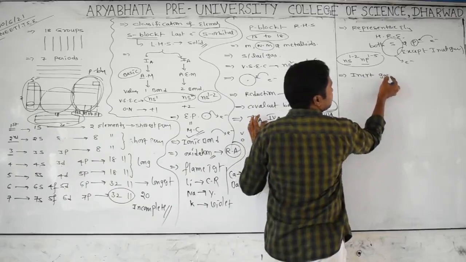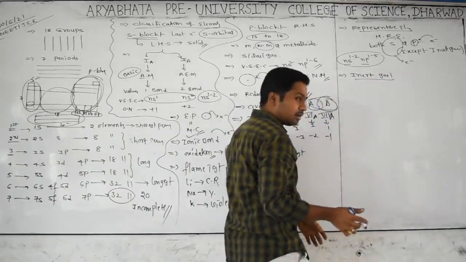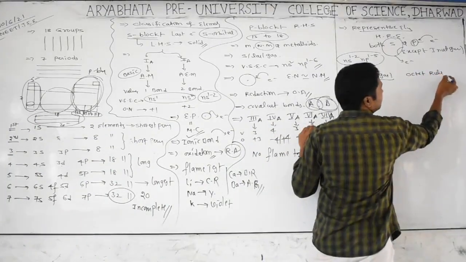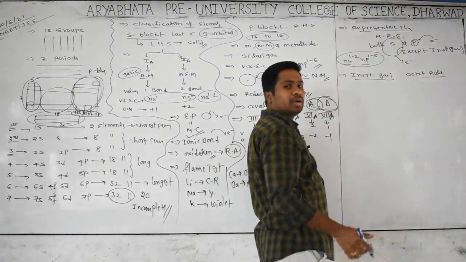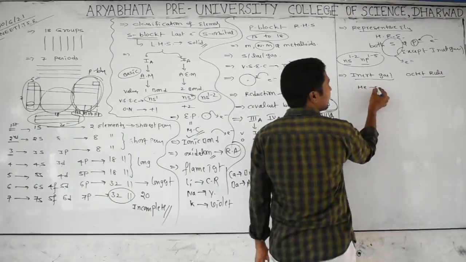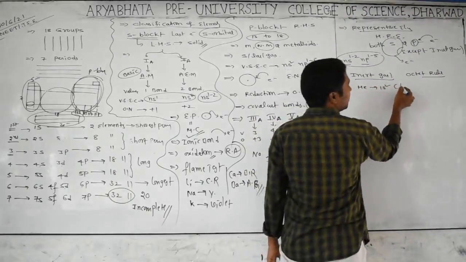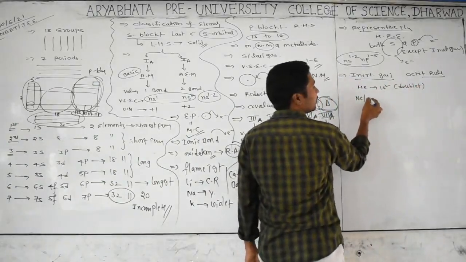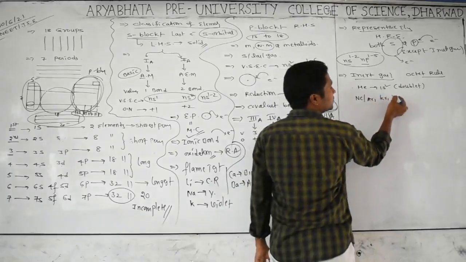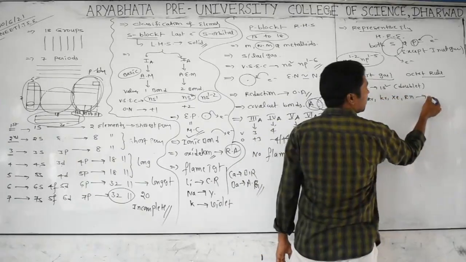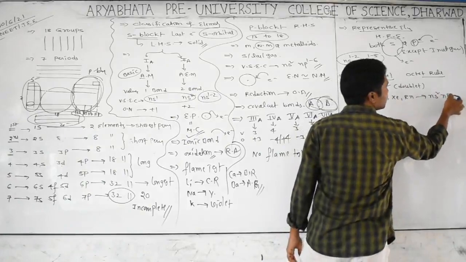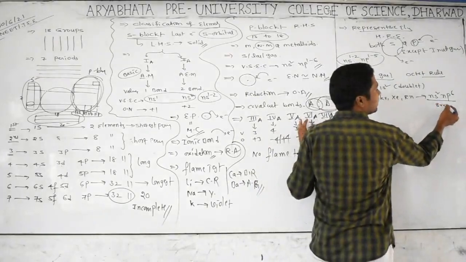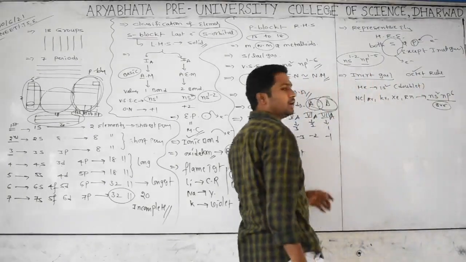Inert gases all obey the octet rule. What is the meaning of octet rule? Except helium. Helium has configuration 1s2, doublet configuration. But other than helium, neon, argon, krypton, xenon and radon all have valence shell configuration ns2np6. ns2np6 means they have 8 valence electrons. This concept is called the octet rule.